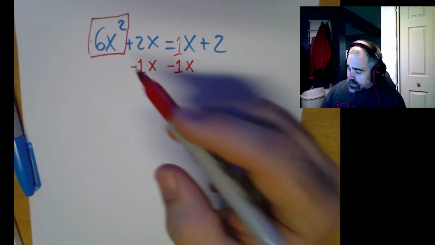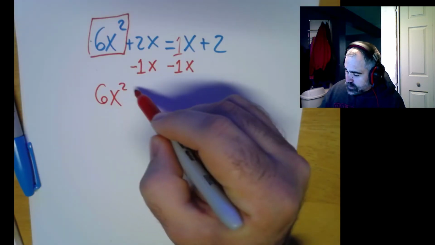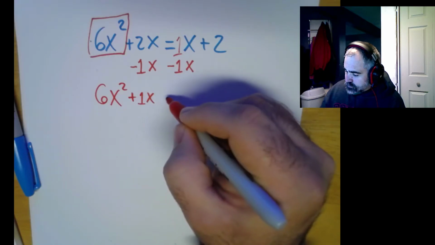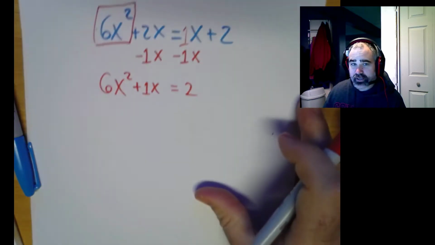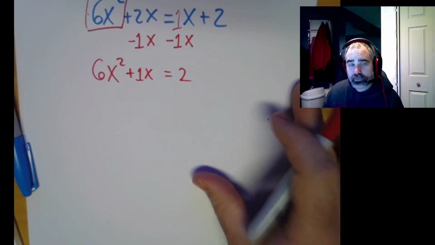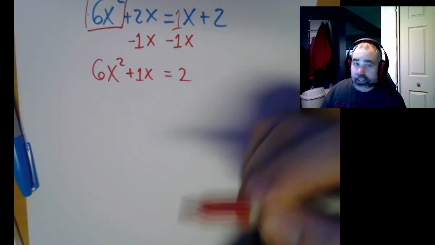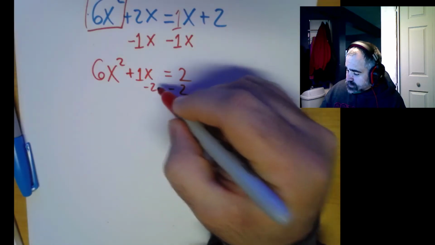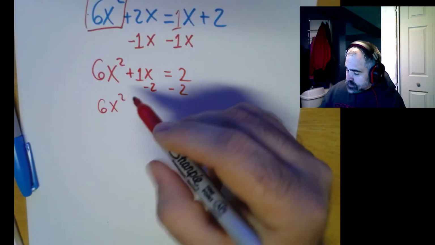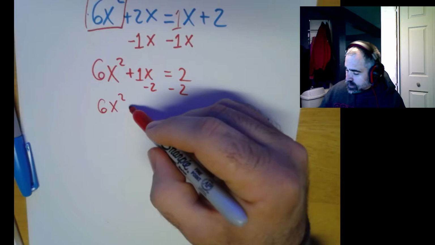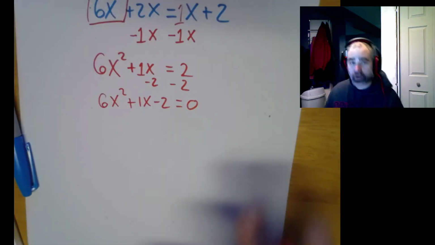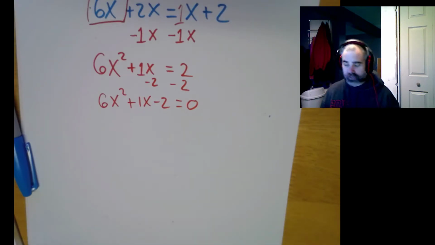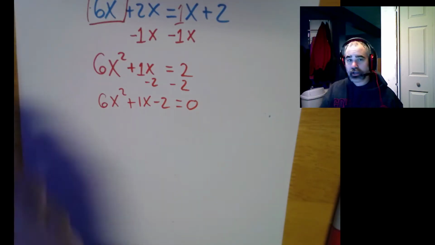Once I've subtracted that, I now have x squared plus 1x equals 2. And I'm still not there yet. This is not equal to 0. Again, you can't do any math on it until you get 0. So I'm going to subtract 2 from both sides, which gives you x squared plus 1x minus 2 equals 0. Now it equals 0. Now we can factor it and use the zero product property again. I'm going to let you guys try that on your own.